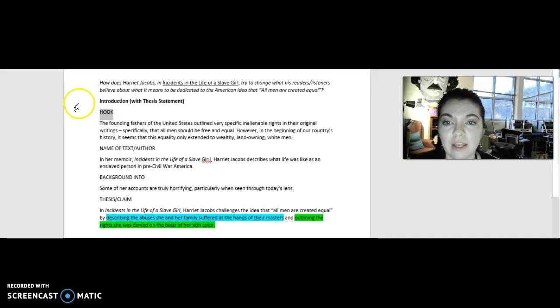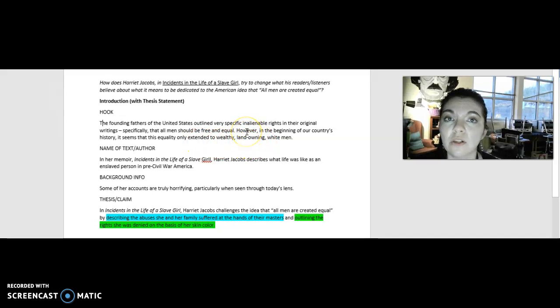For example, in this paragraph, I write, "The founding fathers of the United States outlined very specific and inalienable rights in their original writings, specifically that all men should be free and equal. However, in the beginning of our country's history, it seems that this equality only extended to wealthy, landowning white men."